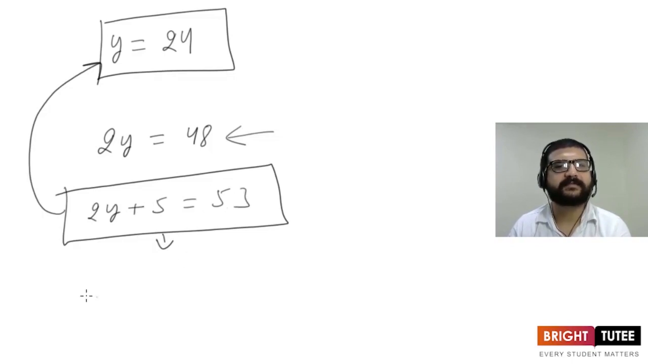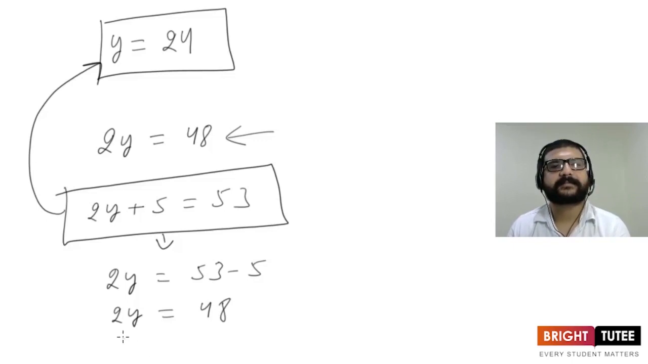First we will transpose 5. We will get 2y is equal to, here it is in plus, so when we transpose it, it will come in minus. So we will get 53 minus 5. Now what is 53 minus 5? It is 48. We will get 2y is equal to 48.